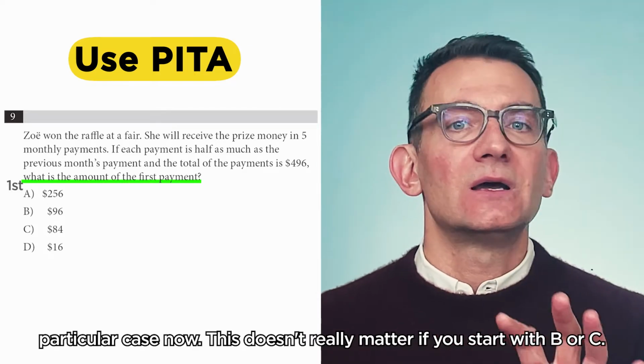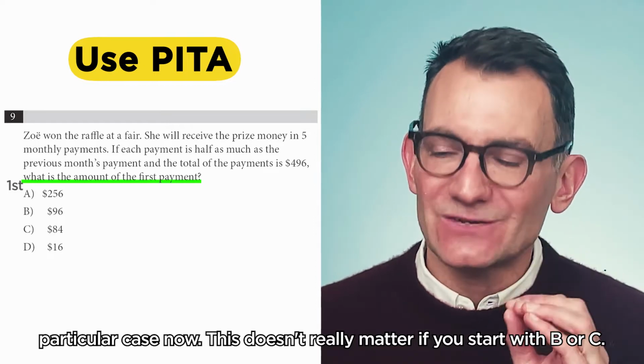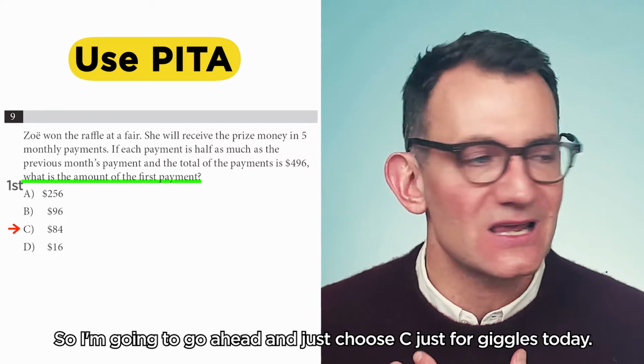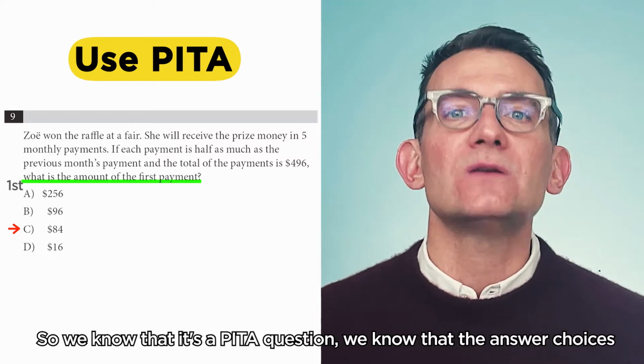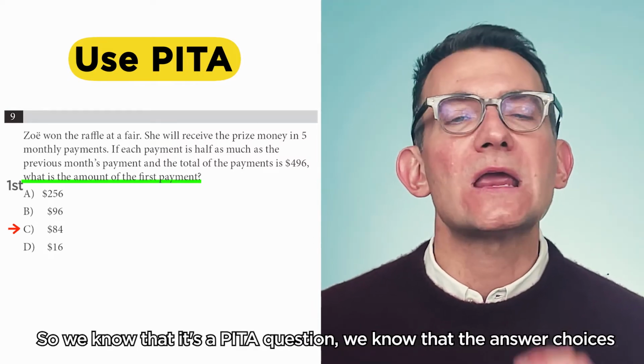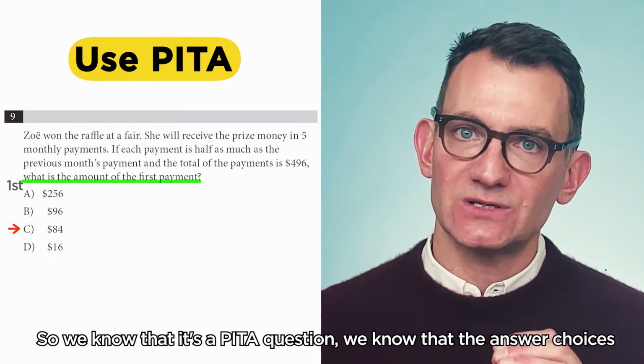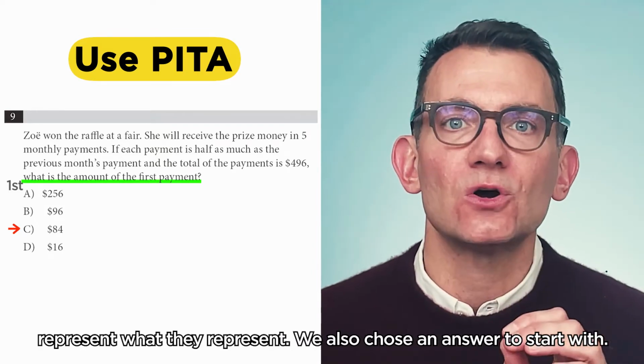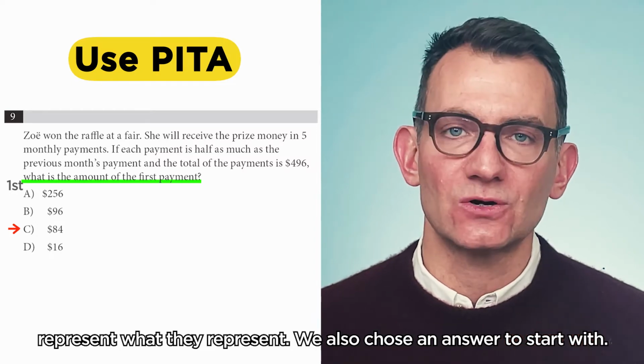Now, this doesn't really matter if you start with B or C. So I'm going to go ahead and just choose C just for giggles today. So we know that it's a PITA question. We know that the answer choices represent what they represent. We also chose an answer to start with.